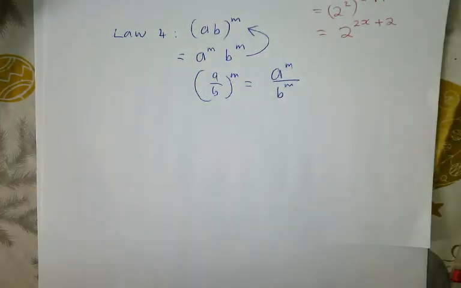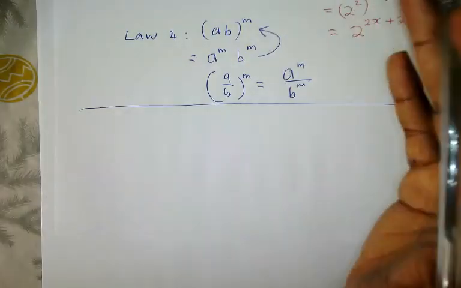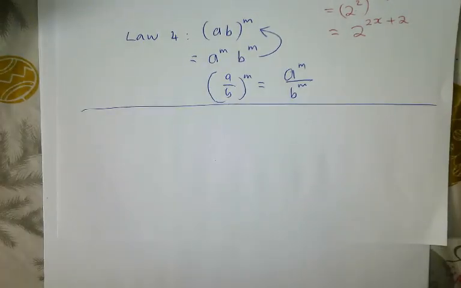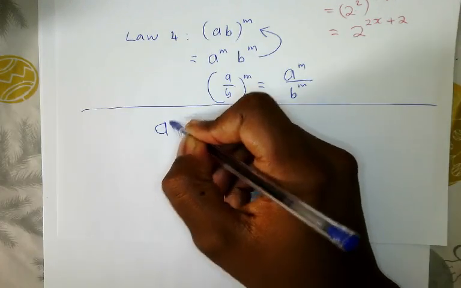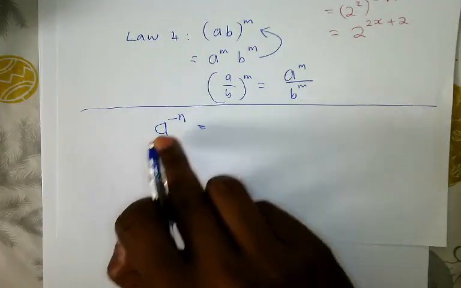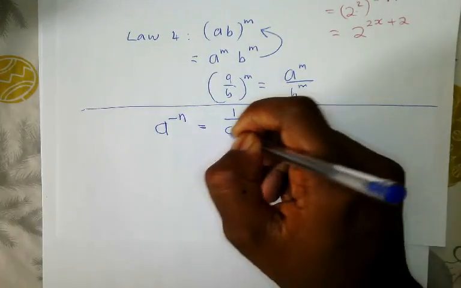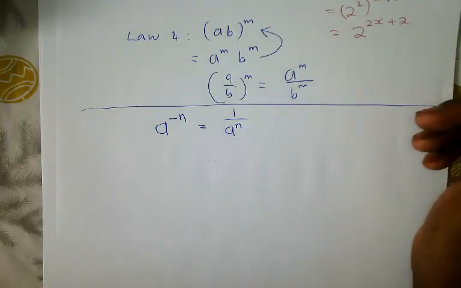And then we've got definitions that we need to know. The main definition that I love so much is this one. When we're given a negative exponent, it's always going to be a fraction like that. It's going to be 1 over.